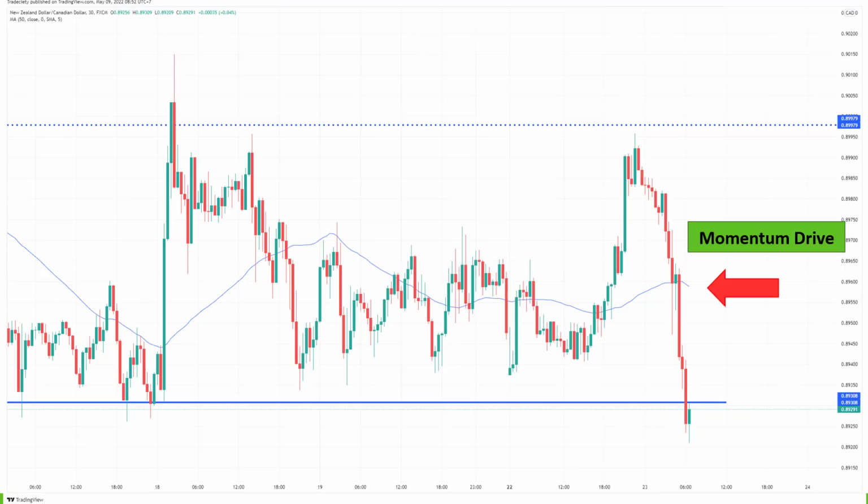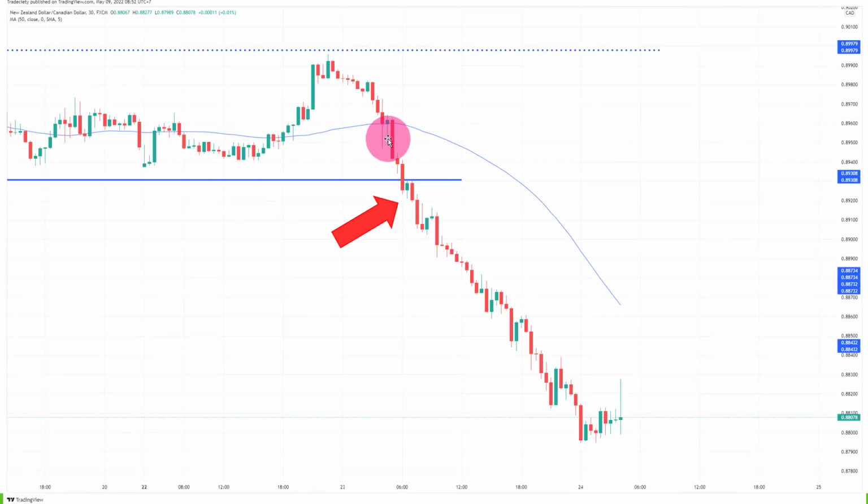If you are short, you probably don't have much to worry. Of course, things can always change, but this really puts the odds in your favor. And if we skip ahead, you can see this is where we have the breakout. The market stayed below it and kept trading lower.